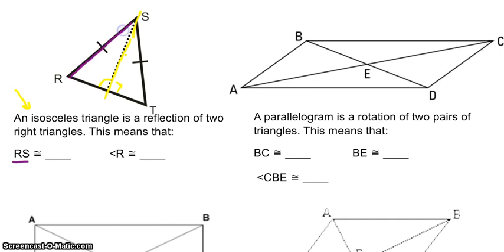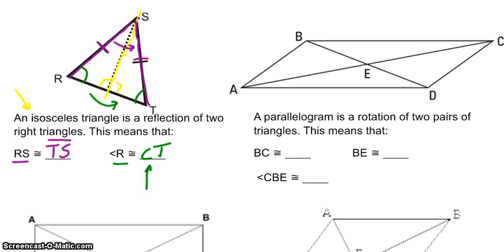RS, right here, is congruent to, well, by reflection, it's congruent to TS, right here, that side TS. And again, I'll put the line on top because it is a segment. And angle R, well, by reflection, it is congruent to angle T. And don't forget the angle symbol right there.